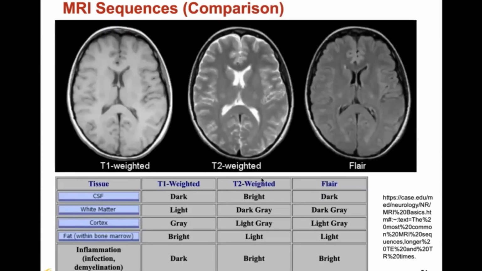And here is a side-to-side comparison of these three different sequences, showing what different tissues show up, what kind of contrast, on these three different sequences. So you can look at them side by side and see, maybe using these three sequences together, you may have a better understanding. Okay.